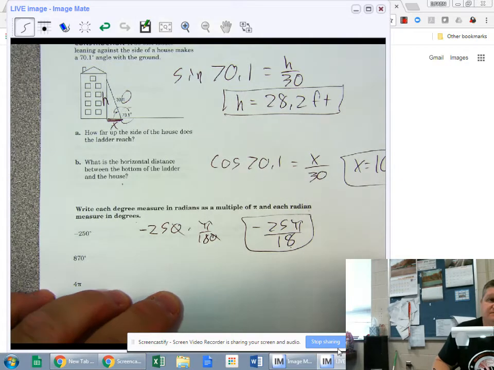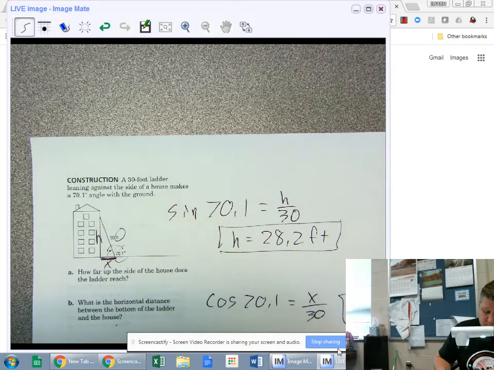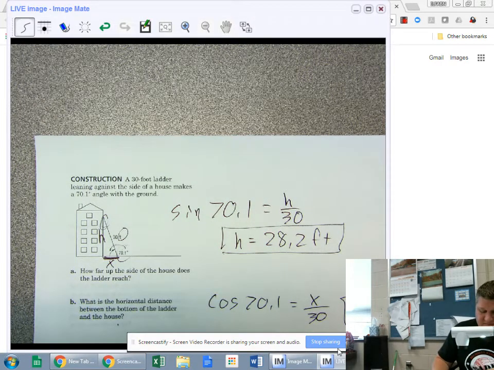I heard a question. So, for the construction one, I did sine of 19.9 equals x over 30, and I still got the same answer. Is it okay to do that? Oh, yes, that's fine. You found this angle and did it. Yeah, that'd be fine. Okay.